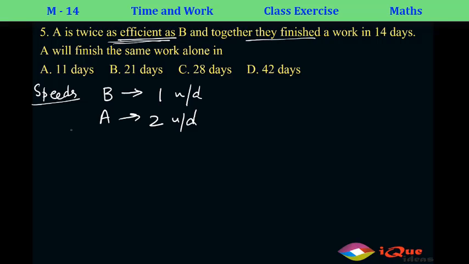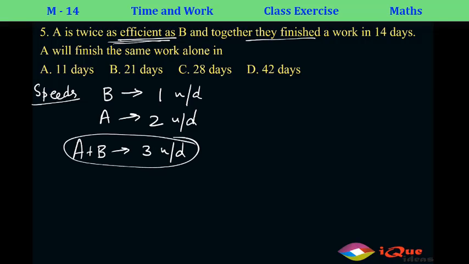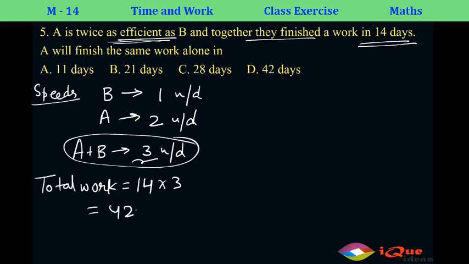And together they will finish. So together speed, that means the combined speed of A and B will be 1 plus 2, 3 units per day. And together they can finish the work in 14 days. That means the total work can be calculated as 14 days, done by both A and B together. So combined speed of A and B is 3. So time into speed, that is 14 into 3. So it is 42 units. So total work is equal to 42 units.